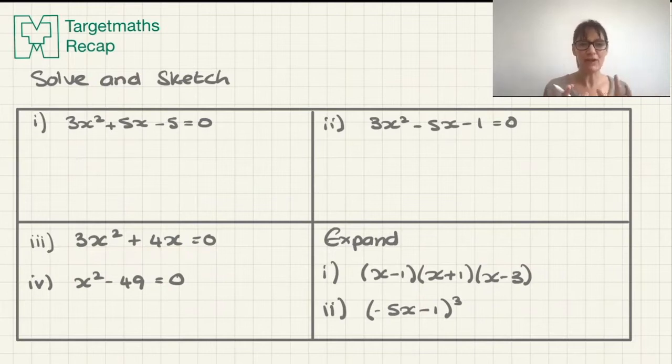I want you to solve and sketch the first three squares. Let's just highlight the ones: solve and sketch, solve and sketch, solve and sketch. And these ones are obviously completely different. These ones you will be expanding. If you need to look anything up, then please do. And I will see you in a minute when you press play to look at the answers.